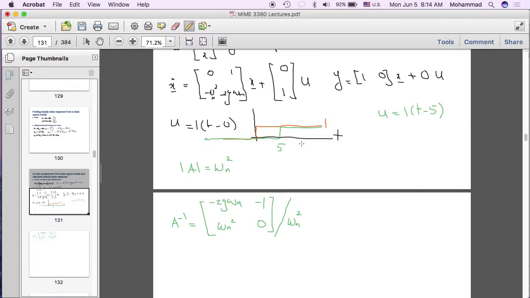To make it easier to carry forward with this matrix, I'm going to divide every term by omega n squared. So this becomes minus 2 zeta divided by omega n, minus 1 over omega n squared, 1, 0. So now we don't have to have the division line going forward. Okay, so this is A inverse.